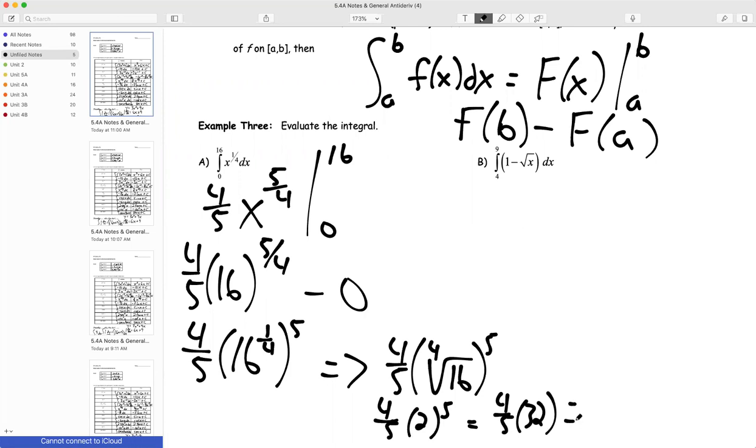Now it's like 4th grade math, right? Let me see. 4 times 32. 128/5. Would the answer be wrong if we didn't do that? We just left it as 4/5, 16. The answer to that is it depends.